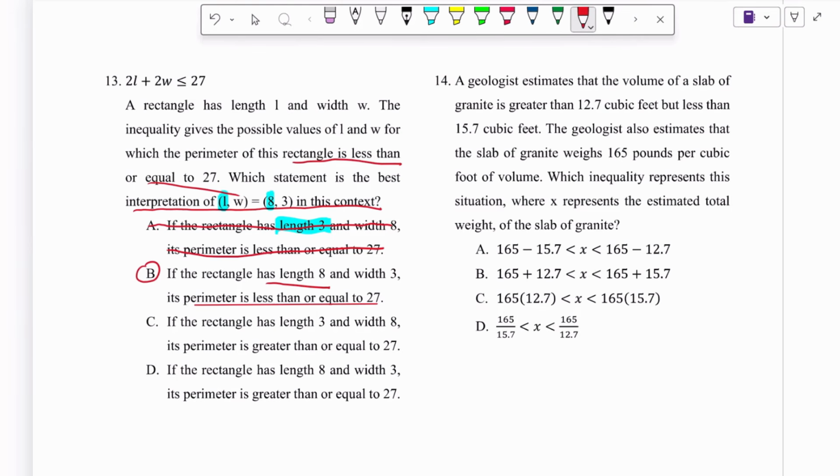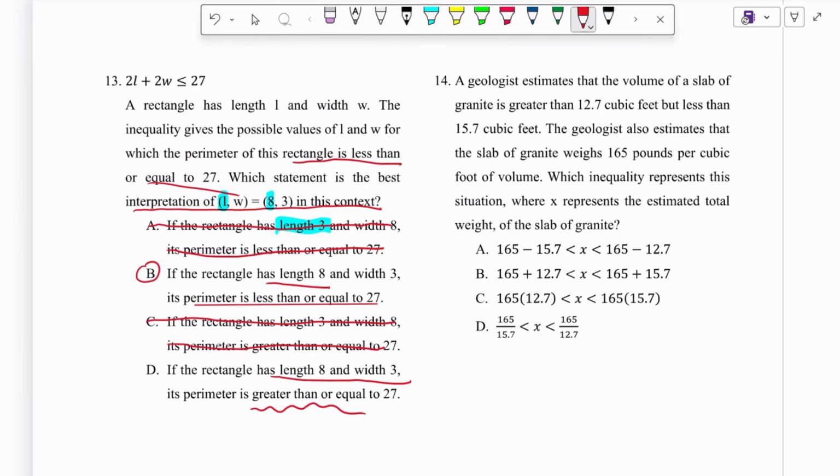C, like problem A, has the wrong identifier. And if I look here at D, I have the correct identifiers, but it says greater than. That was not mentioned in the problem. Answer choice B.